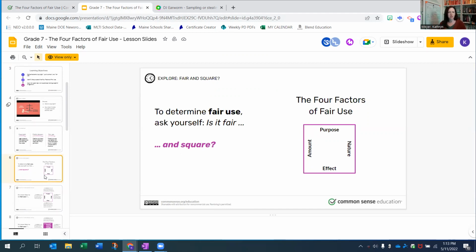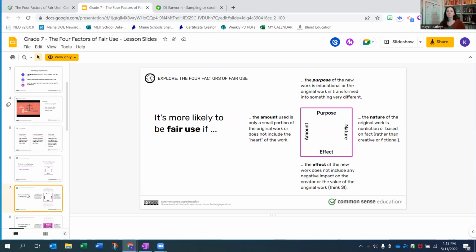And of course, there's a script to go along with this lesson, but you are talking to your students about the four factors of fair use and how to analyze for them. So we're looking at the purpose of what you're doing with the resource that you might want to use, the nature of what you want to create, the effect that that's going to have on the original creator, and then the amount, how much of it you're using.